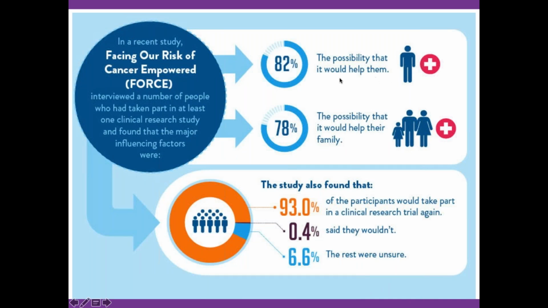So this is the very simple study or survey that this George Washington group did, and it was called Facing Our Risk of Cancer Empowered. They interviewed a number of people who had taken part in at least one clinical research study and found that the major influencing factors were these two: 82% said that they were motivated to participate in the clinical trial because it would help them, and 78% said that they were motivated because it could possibly help their family and others down the road.